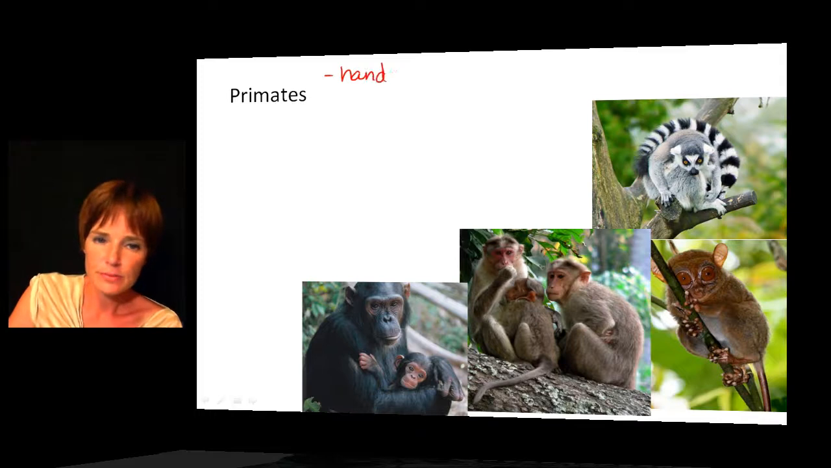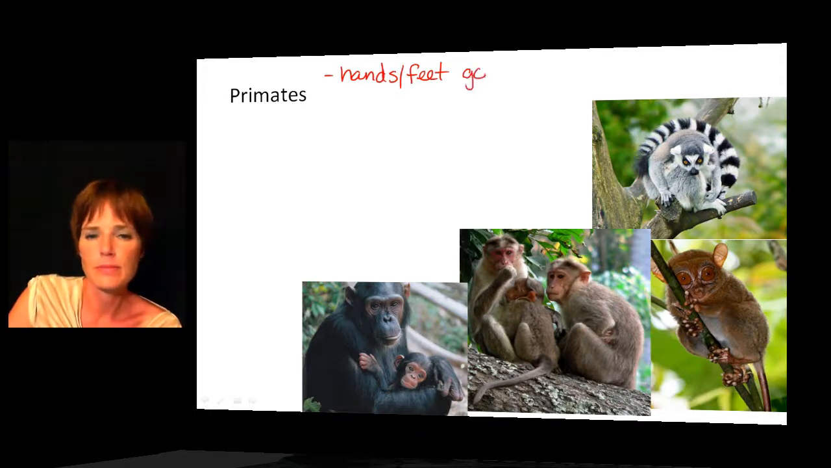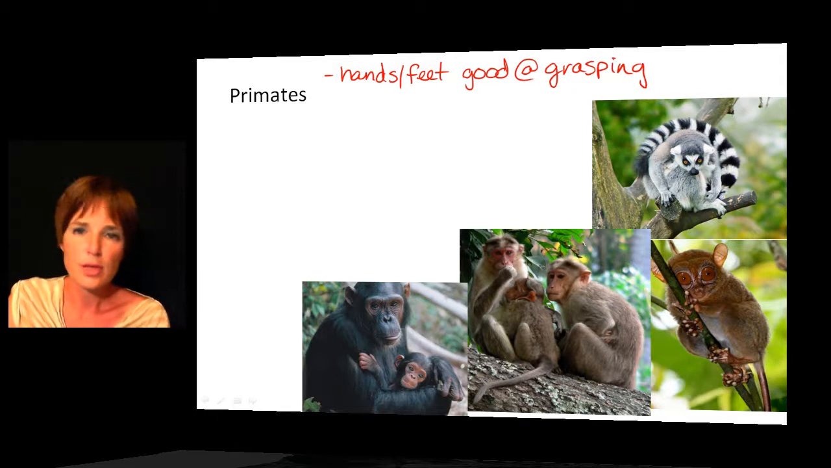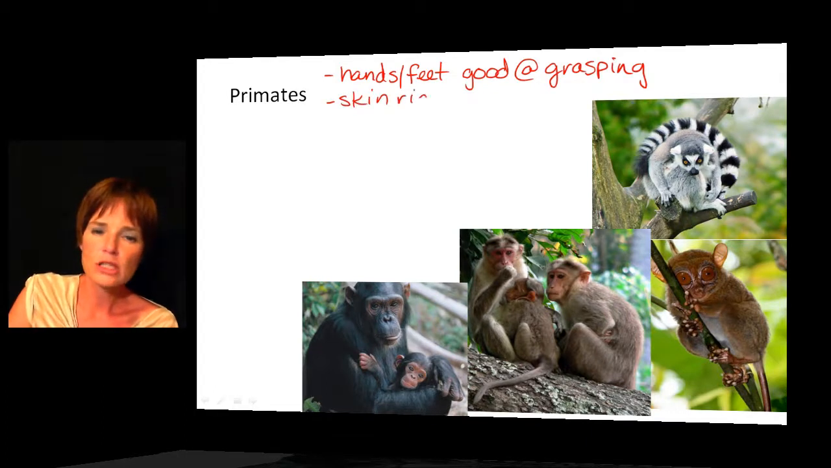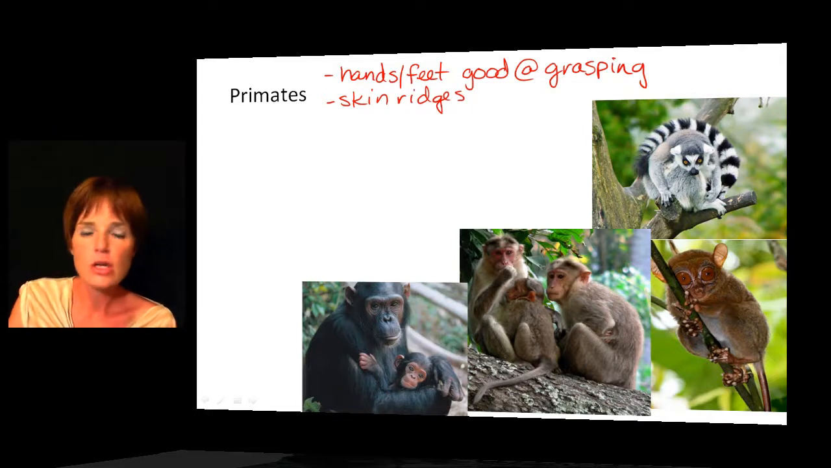and feet that are modified to be good at grasping. So they're going to be able to grasp a twig or a tree branch. They're also going to be good at picking up their food and maneuvering that food quite well. We don't find this in other animal groups. They are going to have skin ridges. So this would be ridges on something like their fingers.